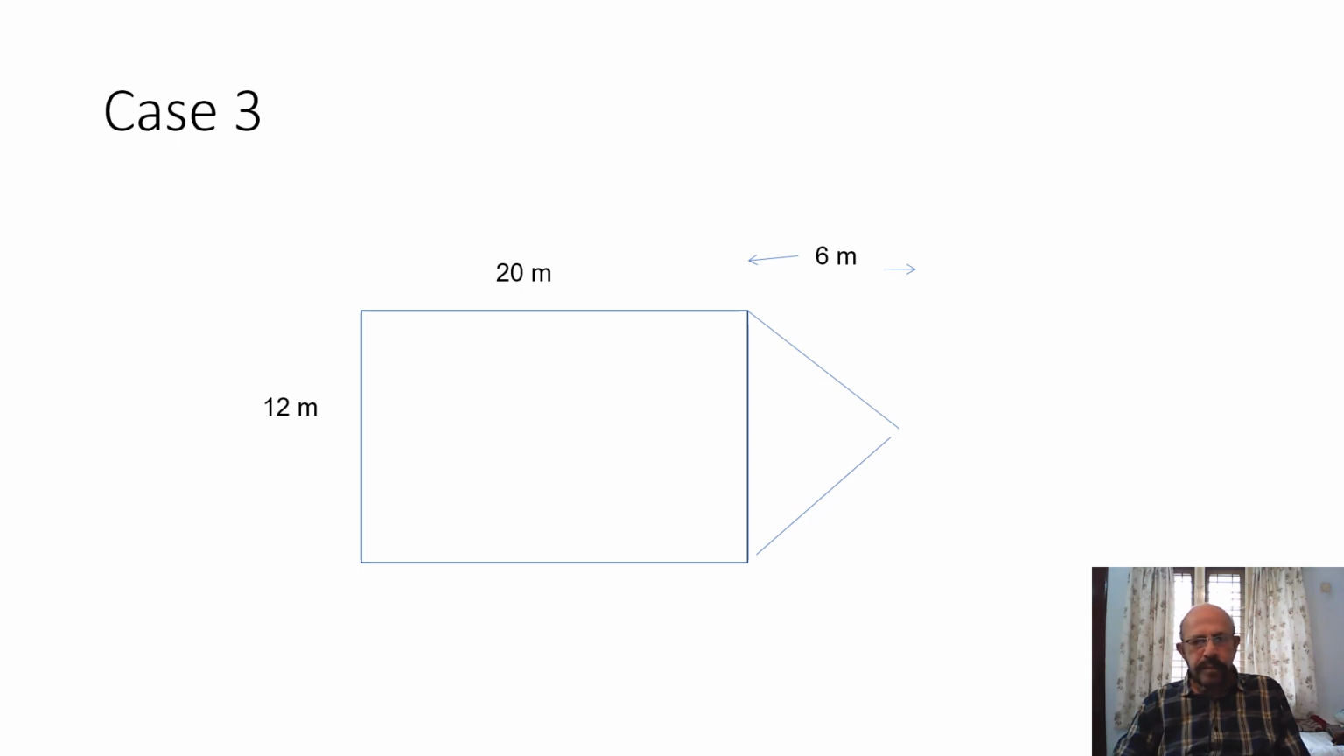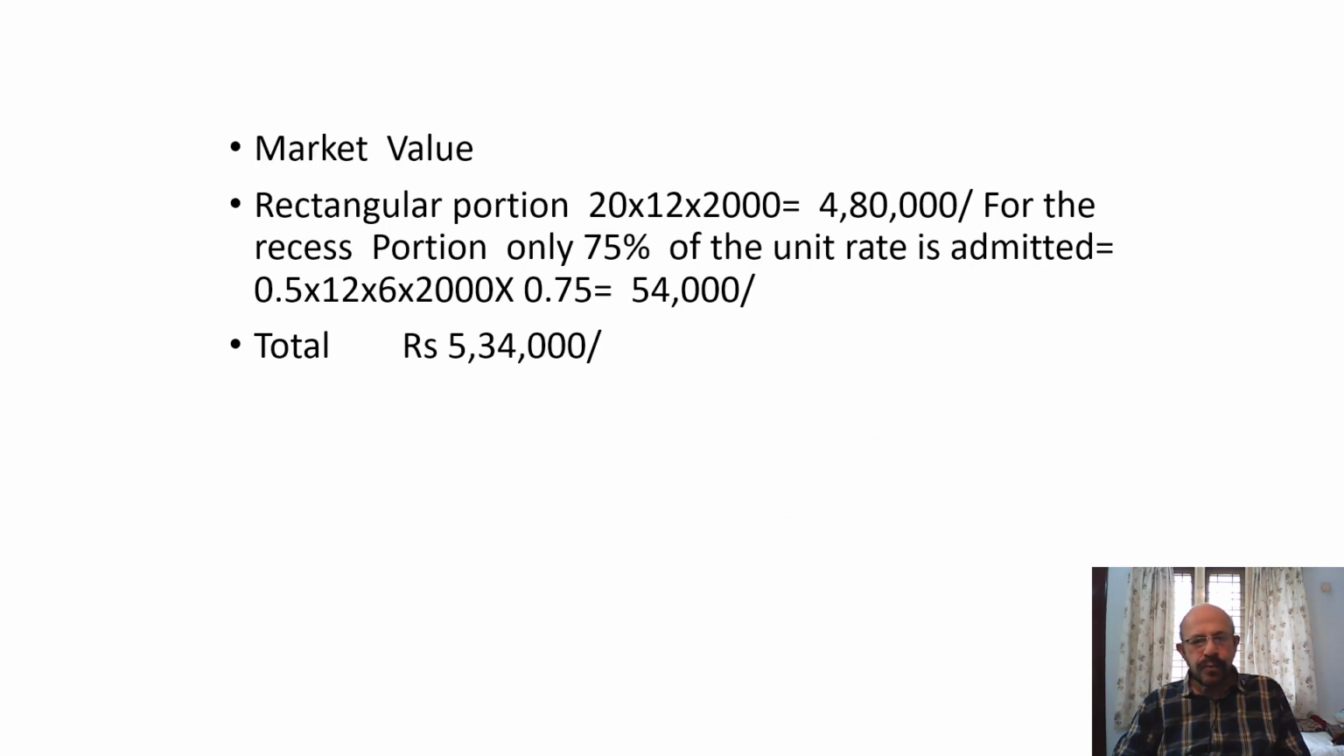Case 3. This plot consists of one rectangle portion and a triangular portion on this side. The rectangle portion will fetch the full unit rate, but the triangular portion will get only 60% to 70% of the unit rate, according to the shape, the topography and the location of that portion. So the market value of the rectangular portion is 20 into 12 into 2000, which is 4,80,000. For the triangular portion, as per the estimate, only 75% of the unit rate is admitted. So the market value of the triangular portion is equal to 0.5 into 12 into 6 into 2000 into 75%, which is equal to 54,000. So the total is equal to 5,34,000.